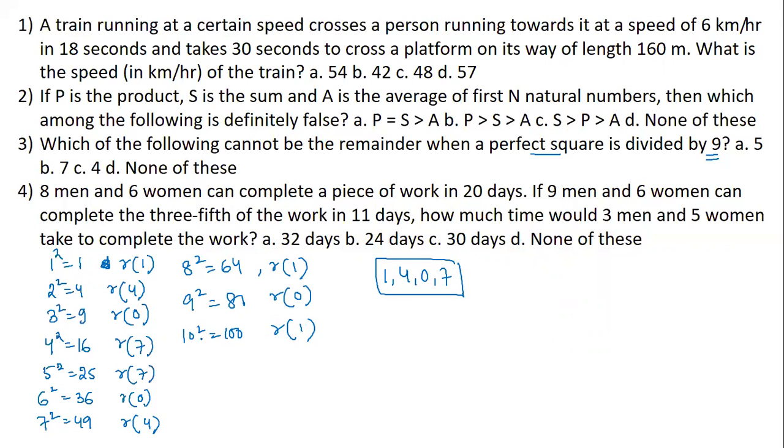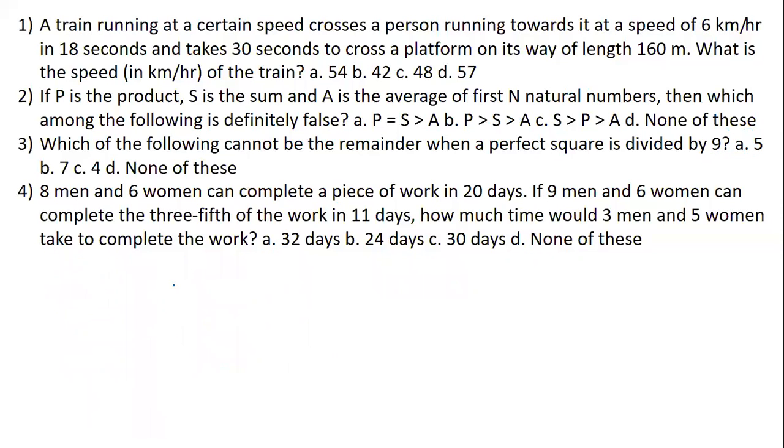Now, why did I take till 10? Because what is 11 square? 121, which means a remainder of 4. So basically, the pattern will repeat itself. Correct? So this is something that's going to happen. So which of the following cannot be a remainder? Which is option number A, which is 5. Okay, that's fine. Okay, erasing the answers. Let's move to the next question.